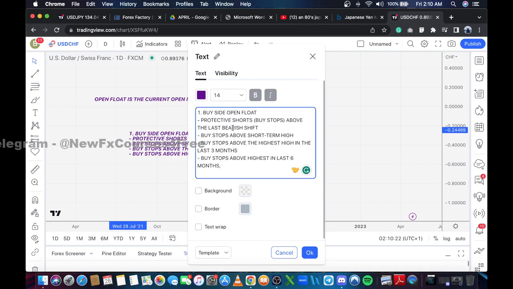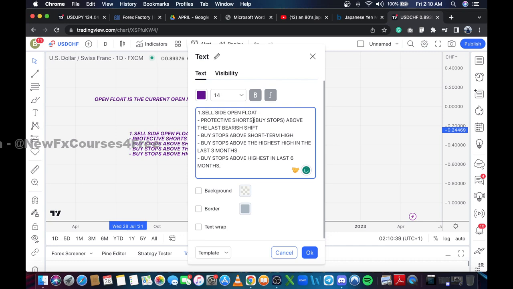Okay, and then if we're looking for sell side, when we talk about buy side open float, we're talking about pending liquidity or current existing liquidity above old highs, which is buy side, and then for old lows, which is the sell side.